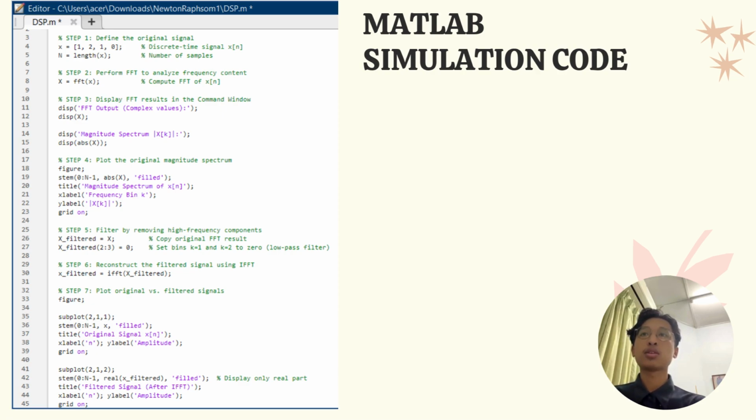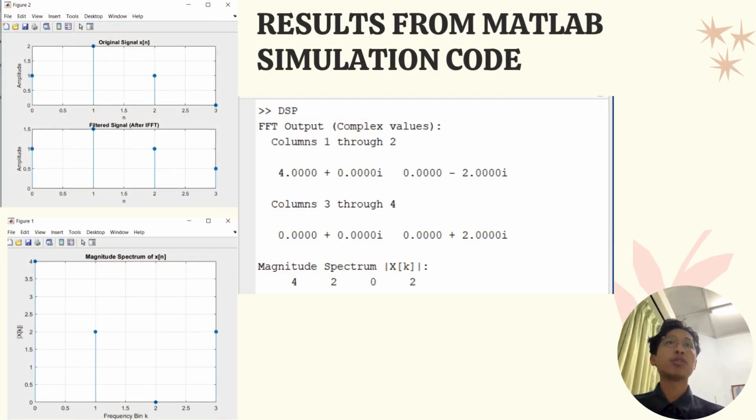Then, lastly, we need to plot the original and the filtered signal so we can make a comparison. So in line 36, we plot the original signal. Then in line 43, we plot the filtered signal after inverse FFT. The bottom plot should look smoother. This proves that our frequency domain filtering successfully removed the noise. So that's all for the simulation code. Okay, next I'm going to discuss the results for the MATLAB simulation code that we got here.